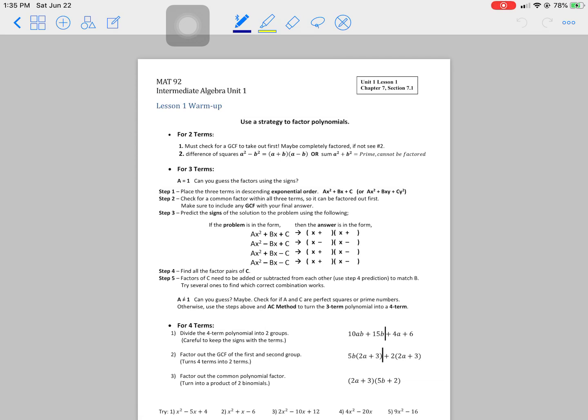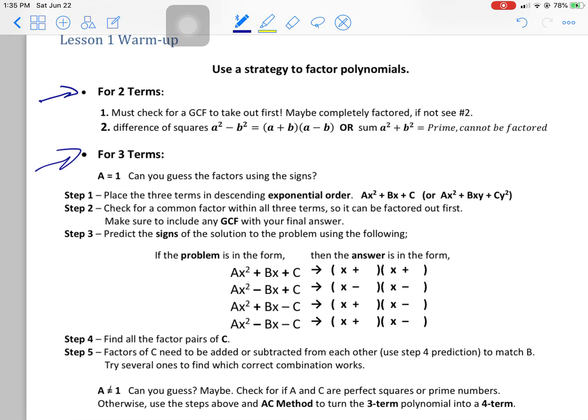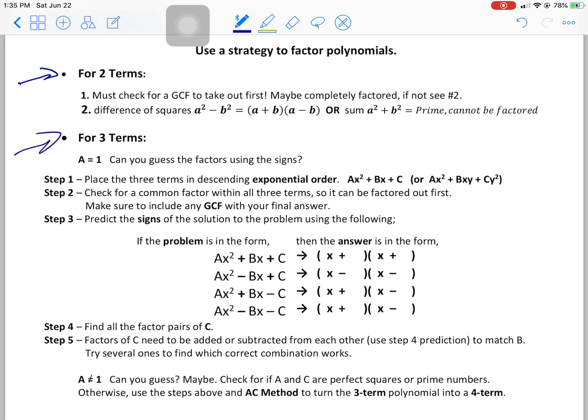All right, Unit 1, Lesson 1 is all about factoring. So you need to know a strategy. How are we going to handle this? Well, if what you have to factor has two terms, we're going to look at that. That's what to do for 3 terms, and this is 4 terms that rarely shows up, but it's on here in case we need it. Let's look at the 2 main ones, 2 terms and 3 terms.